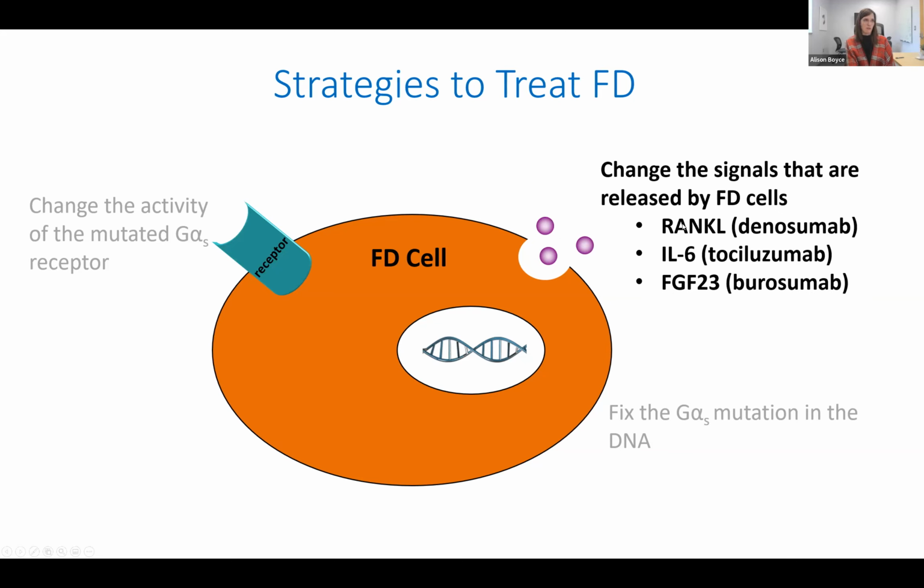So there's a protein RANKL that FD makes. We can target that with a drug called Denosumab. FD makes a protein called IL-6, and there's been attempts to try to treat that with a drug called Denosumab. And finally, FD makes a hormone called FGF23, and then there are strategies to try to treat that with a drug called burosumab.